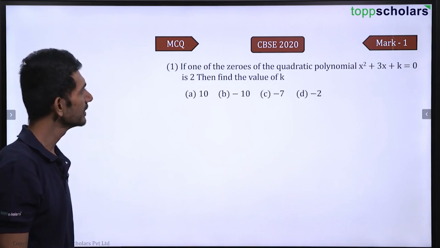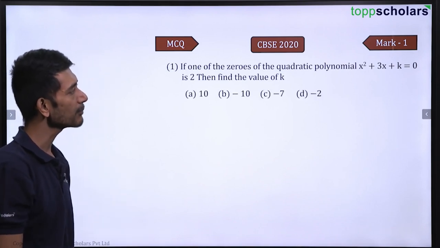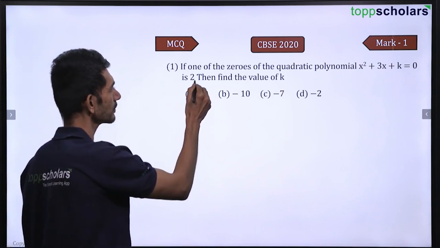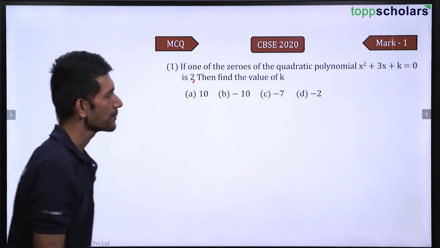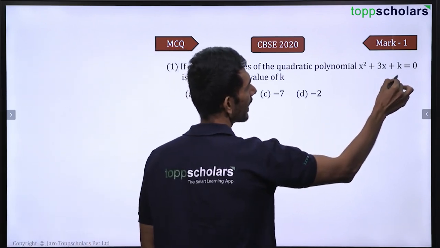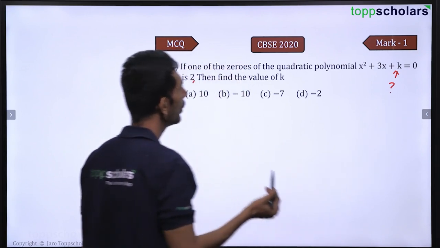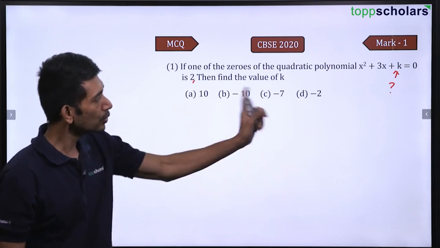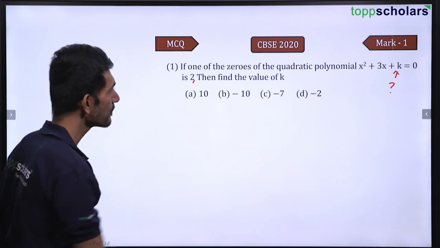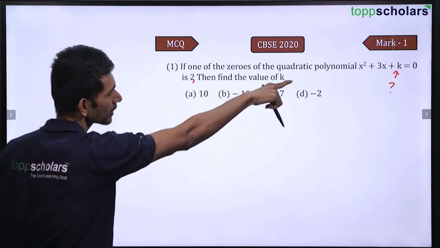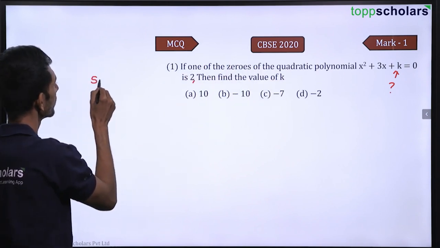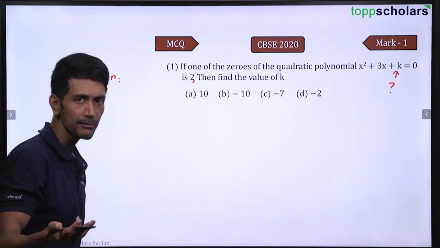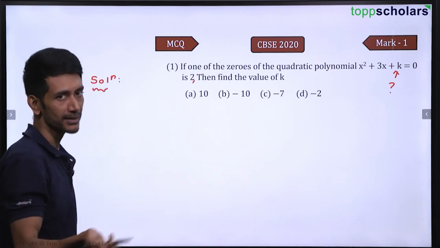The first question says, if one of the zeros of the quadratic polynomial x square plus 3x plus k is equal to 0 is 2, then find the value of k. We're supposed to find out the value of k. One of the zeros of the quadratic polynomial is 2. That means 2 satisfies the given equation, right? So what you can do is just put x as 2. I'm writing down the entire solution. Anyways, this is an MCQ. You'll have to solve it and then tick mark the correct option.